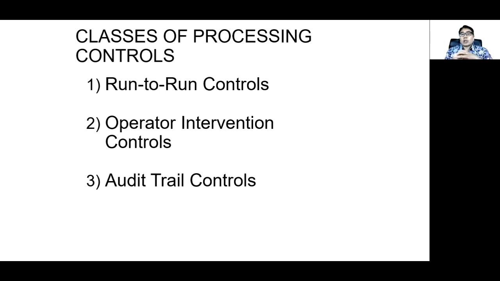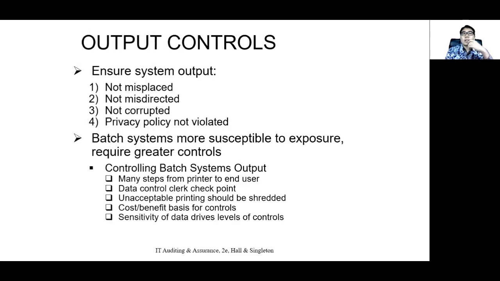And the third one is the audit trail controls. Of course, you can probably guess this is where the transaction logs, audit logs, or any kind of logs are recorded. So whatever you do inside the system is being recorded and it's being controlled by using this audit trail control. And the last one is the output control. The output control should ensure these four things: not misplaced, not misdirected, not corrupted, and not violating the privacy policy.